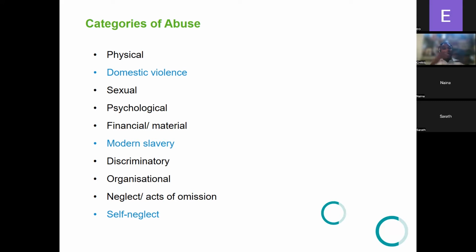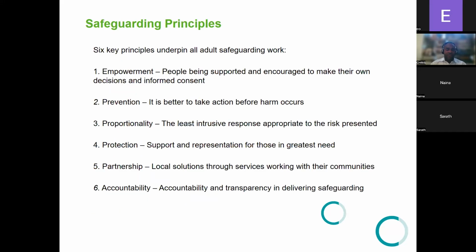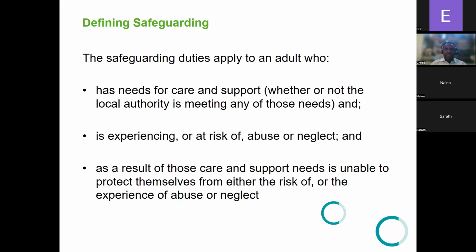Okay, neglect by others. Then the other one, the last one there is self-neglect. So you prepare the food for the service user and the service user refuses to eat the food. That is not neglect by others, it is self-neglect. You give the medicine to the service user, the person is supposed to take the medicine and he refuses, I'm not going to take the medicine, puts it on the table and did not take the medicine. It's neglect, self-neglect. Okay, so these are the main categories of abuse in health and social care.